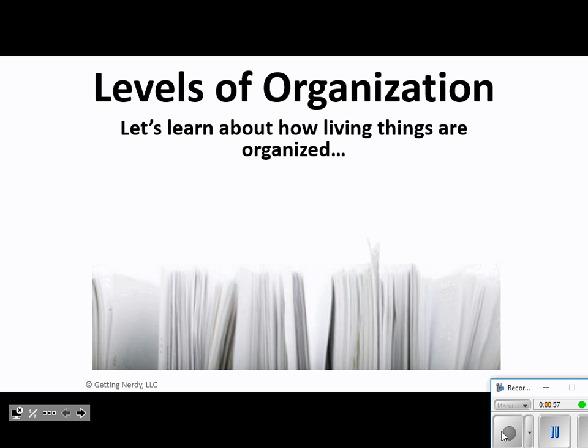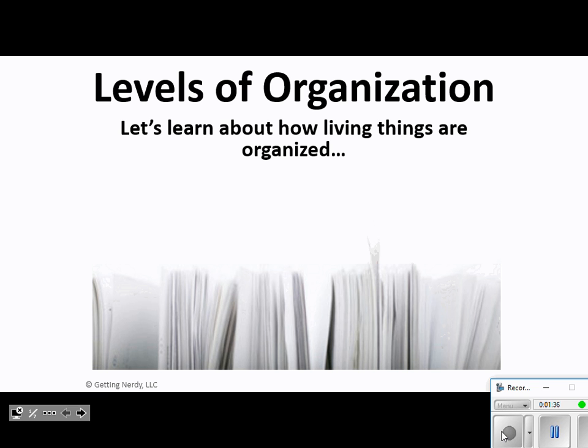We're going to go through it. You're going to have a homework assignment with organizing the different levels. Now, when we start off with this, what do you think? Living things, what do you think the most basic, the smallest part, the smallest unit of a living thing is? What do you think that is? Any idea? Anybody want to take a guess?